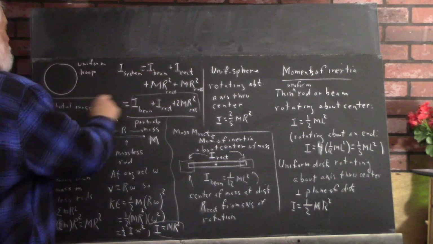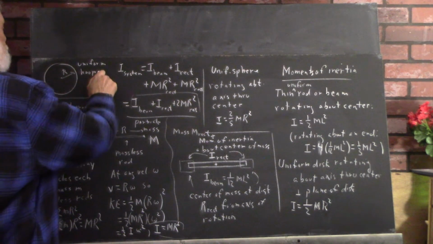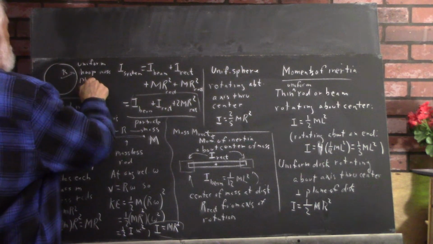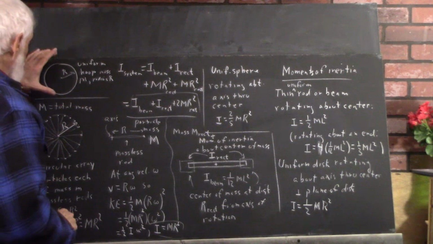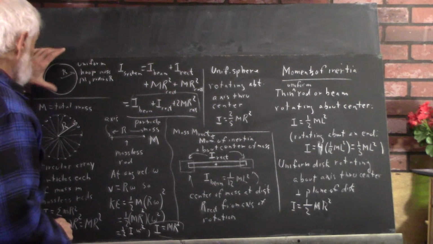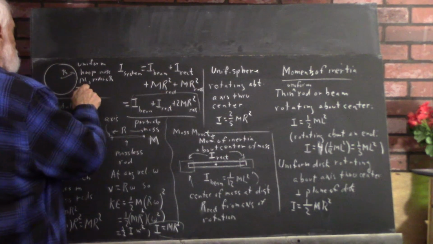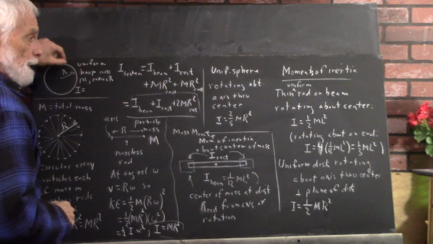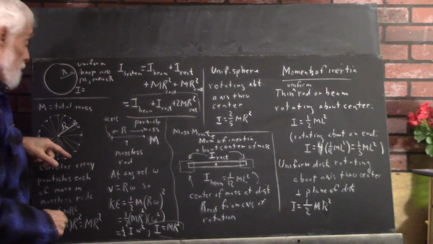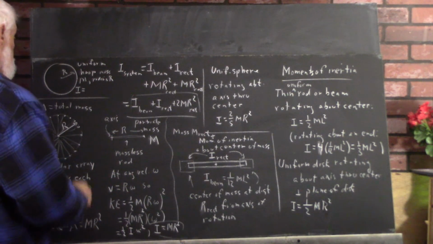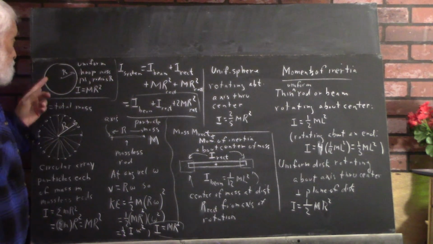That should give you a convincing argument that for a uniform hoop, a hoop being something that just has mass along its rim, no mass inside or outside, uniform hoop of mass big M, radius r, you could sum up all the moments of inertia of all the particles in this hoop, just as we did here, and you would get the same result, that the moment of inertia is big M times r squared. So there we have it.